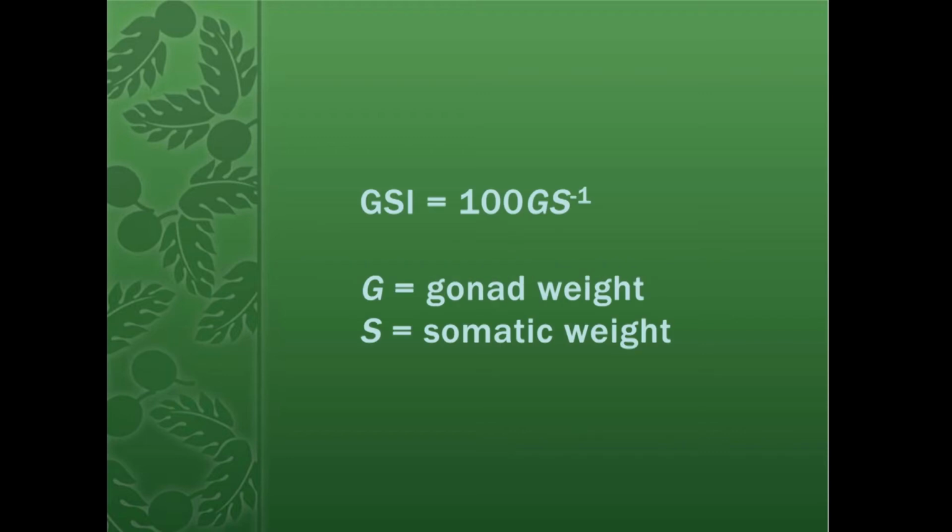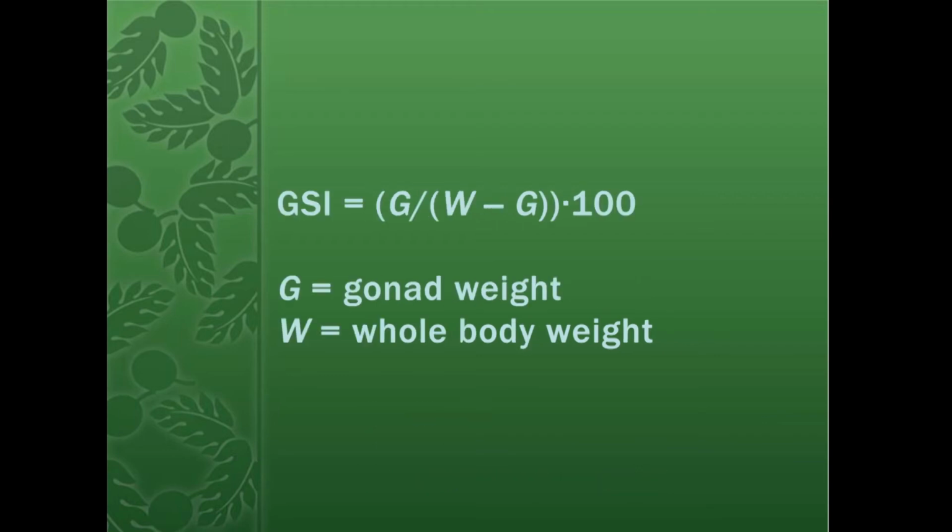There are several versions of gonadosomatic indices floating around in the fish literature. We like to use this one. It's just the percentage of gonad weight relative to the non-reproductive body weight, or somatic weight. And we find that somatic weight by subtracting gonad weight from whole body weight. Rearranging that equation then, the GSI we use is gonad weight divided by the quantity whole body weight minus gonad weight, and then multiplying that result by 100.